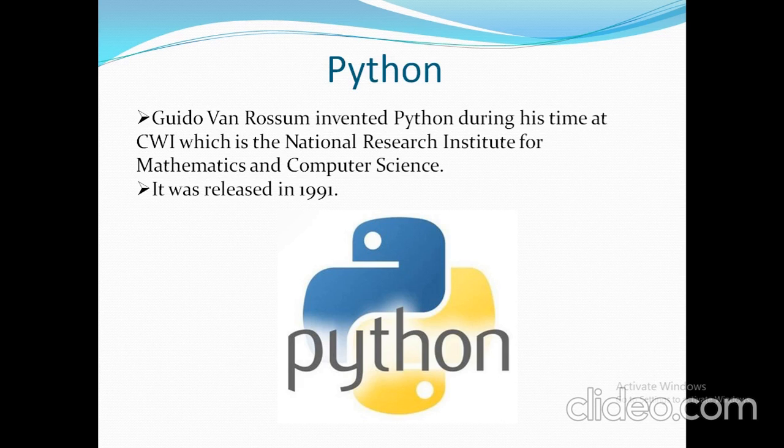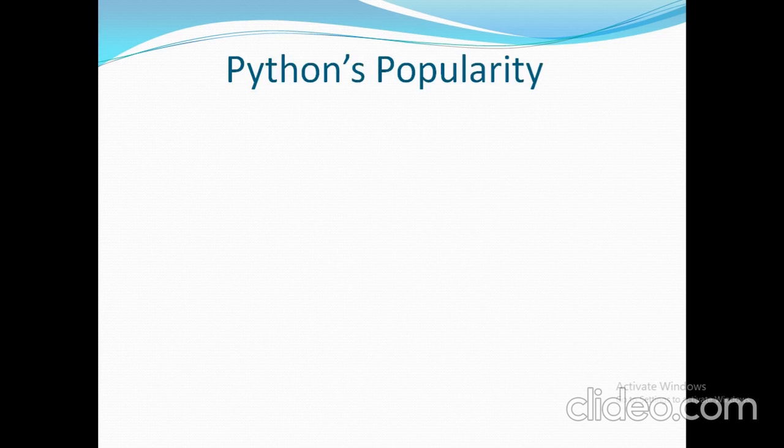Now we'll see in the next slide the reasons for Python's popularity. Why is Python the most popular among all the programming languages? The first reason for the popularity is that it is an interpreted language. Interpreted means it is easy to debug. An interpreter is nothing but a program that executes other programs. It converts source code into an intermediate language, which is easily translated into machine language and executed. So this is one reason that it is an interpreted language.